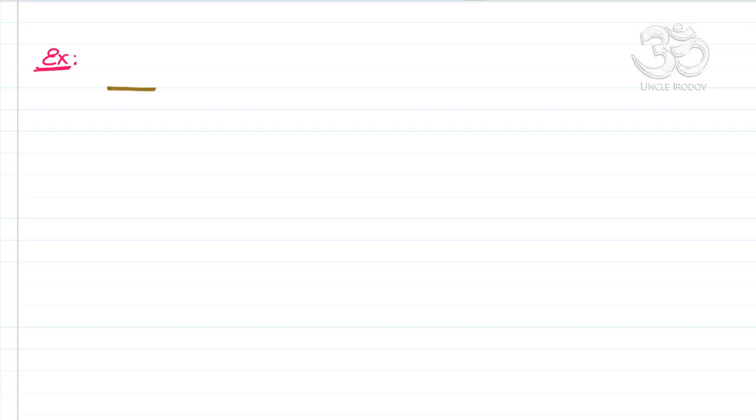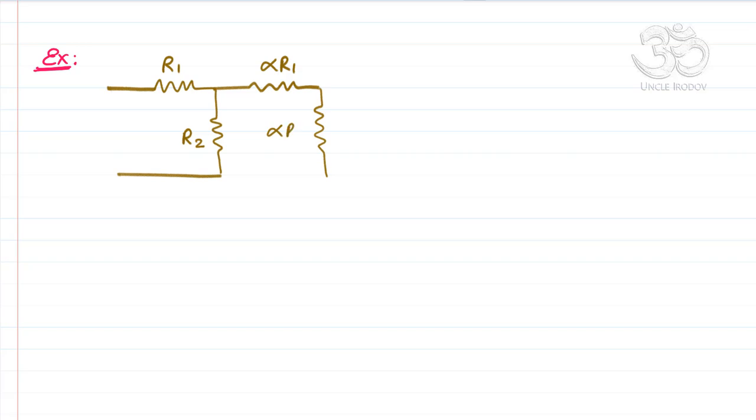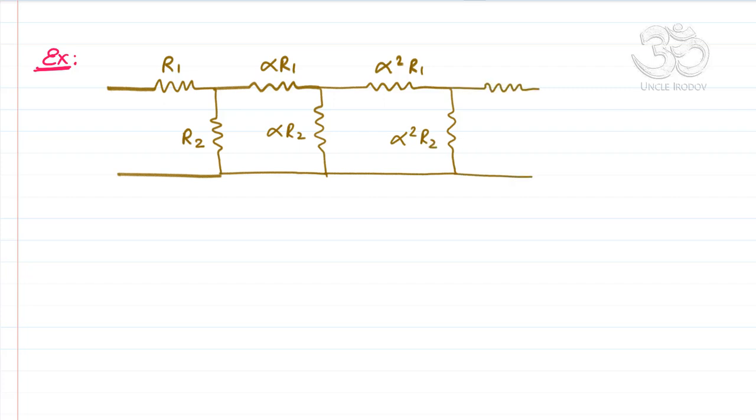So let's say you have got a circuit where you have got a resistance R1, and then you have got R2, then you have got alpha R1, and then you have got alpha R2, and then you have got alpha square R1, and then you have got alpha square R2, right? And then you have got alpha cube R1, and then alpha cube R2, and so on. So the circuit goes on endlessly, right?